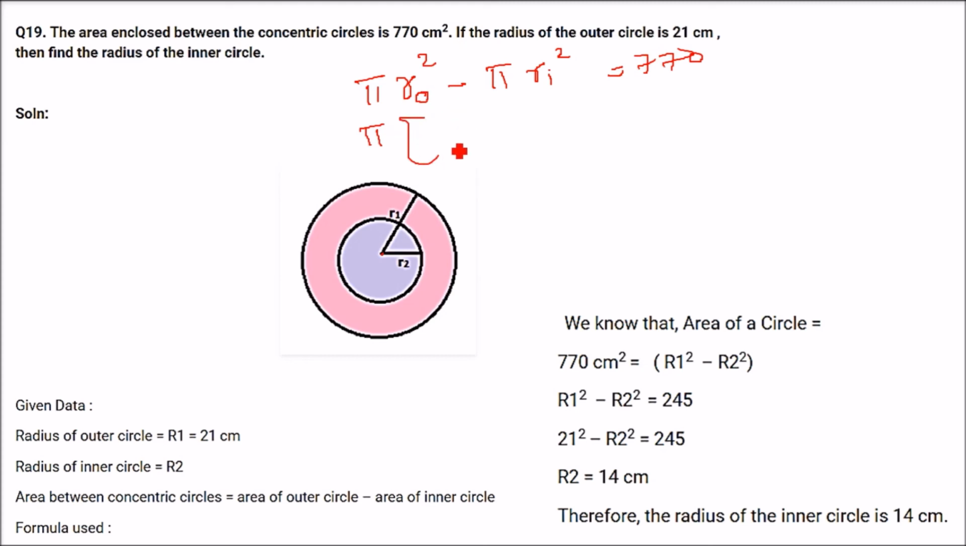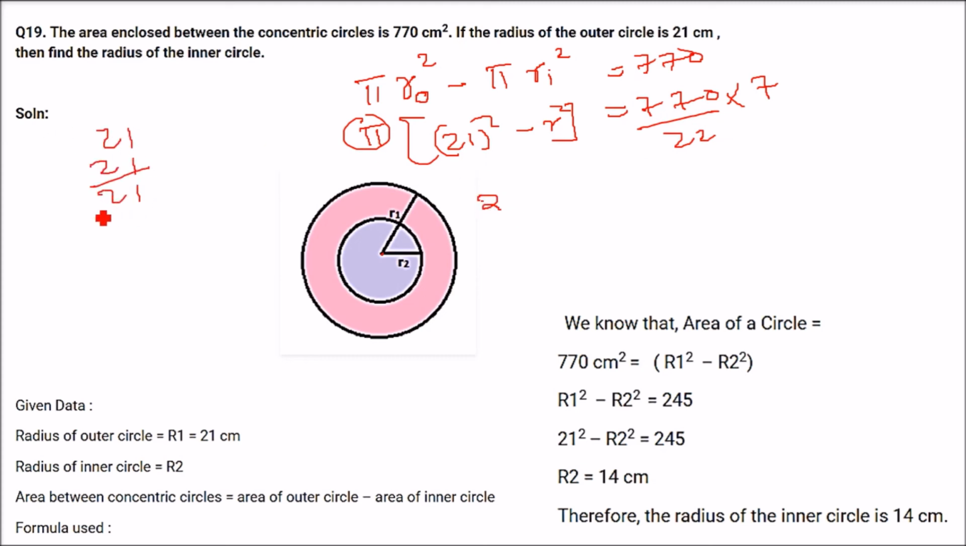So I'm taking pi out. r outer here is 21, whole square, minus r square, which I don't know, equals 770 by pi. Pi is 22 by 7, so I'm writing 22 by 7. So 770 divided by pi gives r1 square minus r2 square. That is 21 square, 21 into 21 is 441. So 441 minus r square is equal to 245. If you solve it, you get 245.